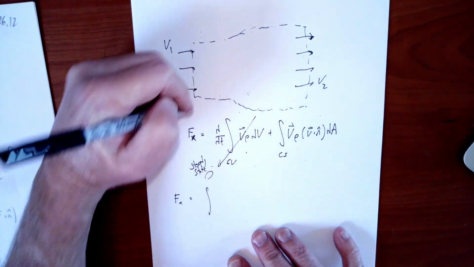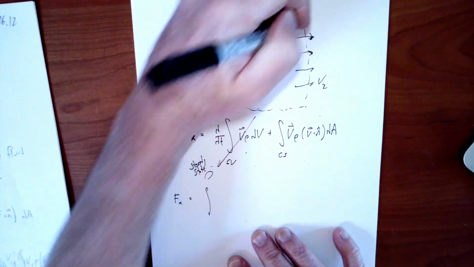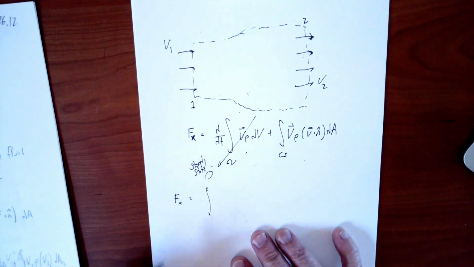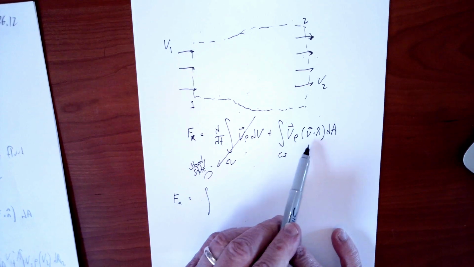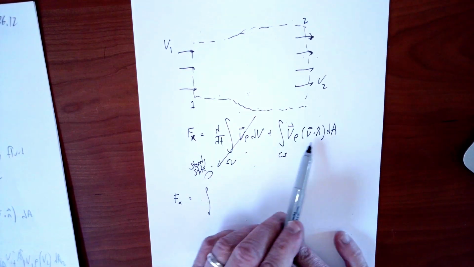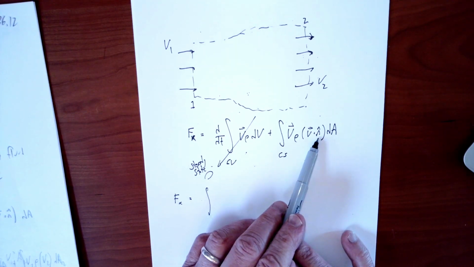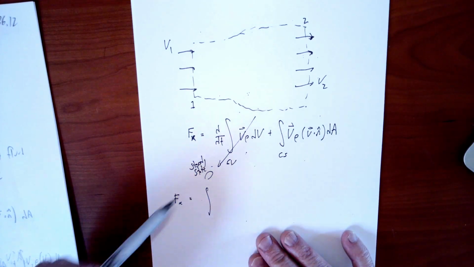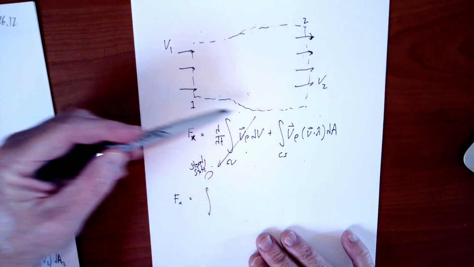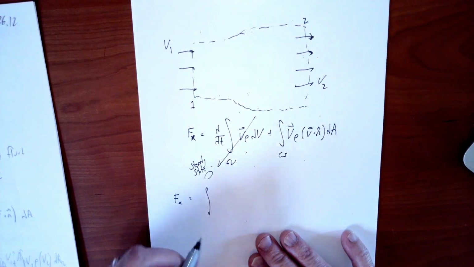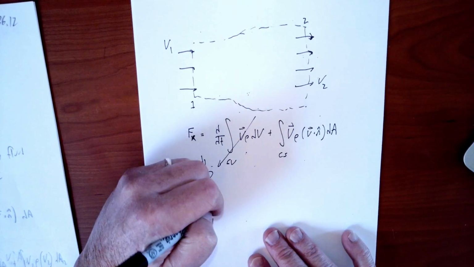We only have the inlet here, 1, and the outlet here, 2, so we only have two surfaces where fluid is going to cross the surface. Notice this is only going to be non-zero where the velocity has a component that crosses the surface. That's the outward surface normal dotted with the velocity, so there will be no contribution from the sides. We only have to worry about the contributions from surface 1 and surface 2.